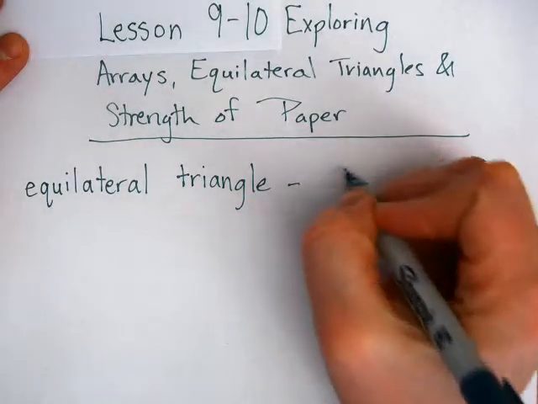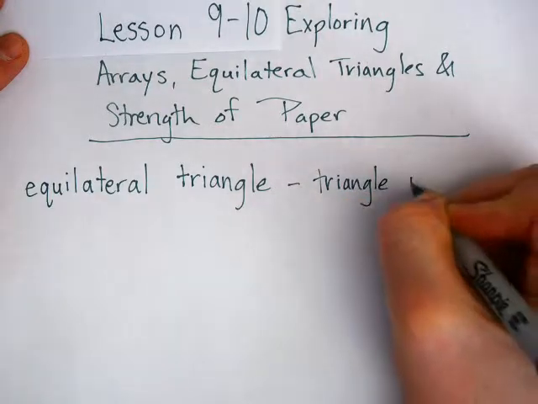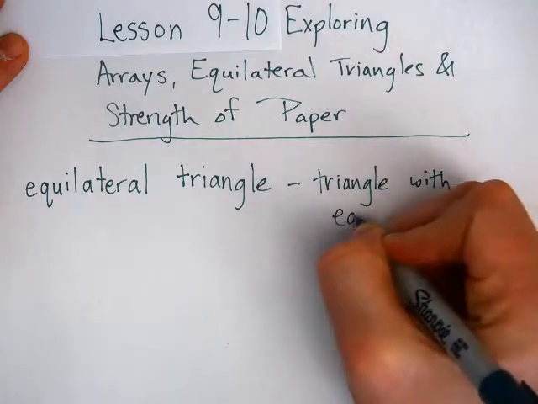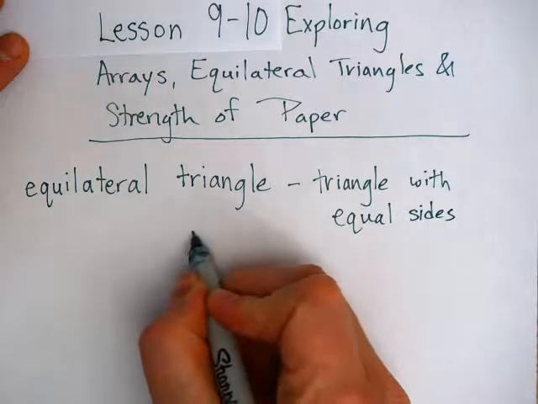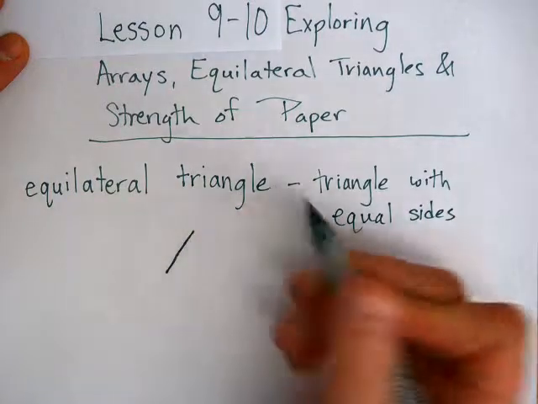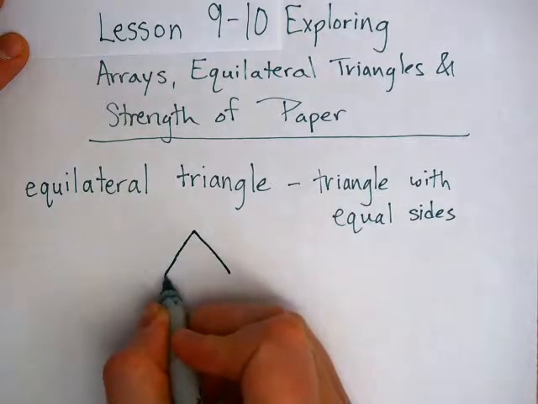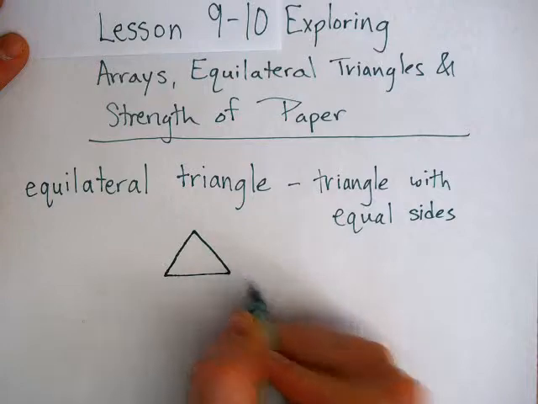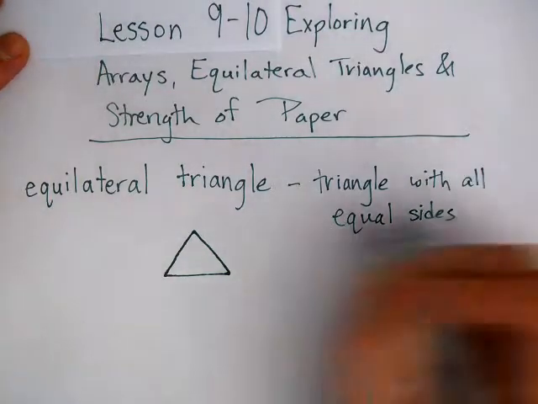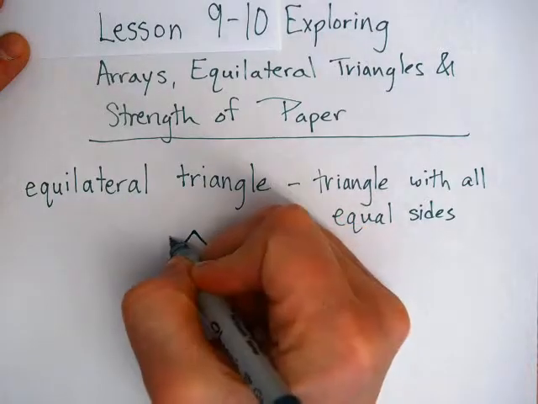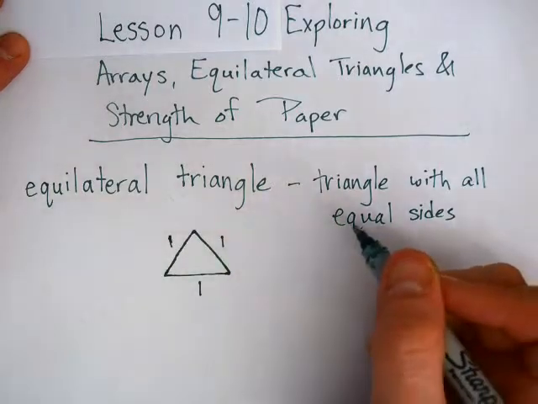An equilateral triangle is basically a triangle where all the sides are equal. For example, if this side is 1 inch, this one would also be 1 inch, and this one here would also be 1 inch. So with all equal sides, right? With 3 equal sides, because triangles have 3 sides. This is what an equilateral triangle is.